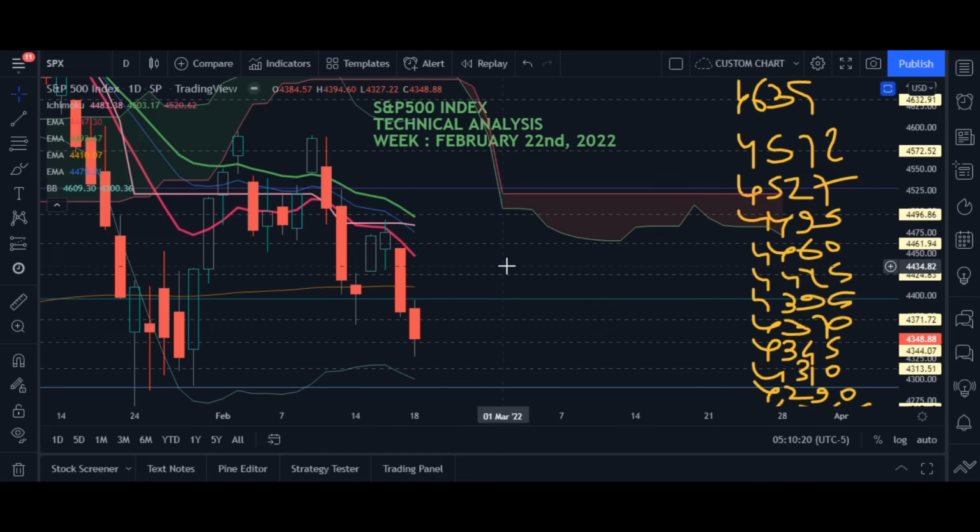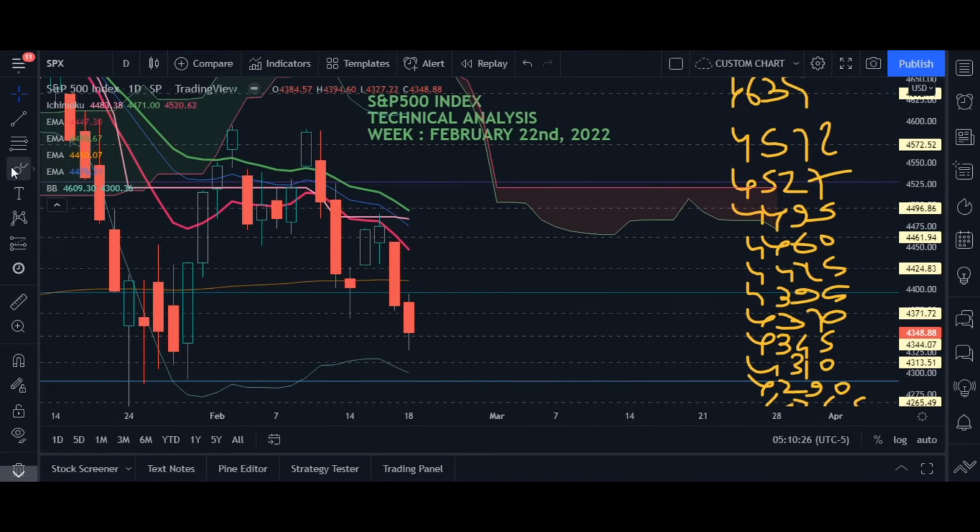We are here on the daily chart, so let's first do the technical analysis. This is the lower band of the Bollinger Band. There comes the median. The market is in between the lower band and the median, which means the market is bearish.